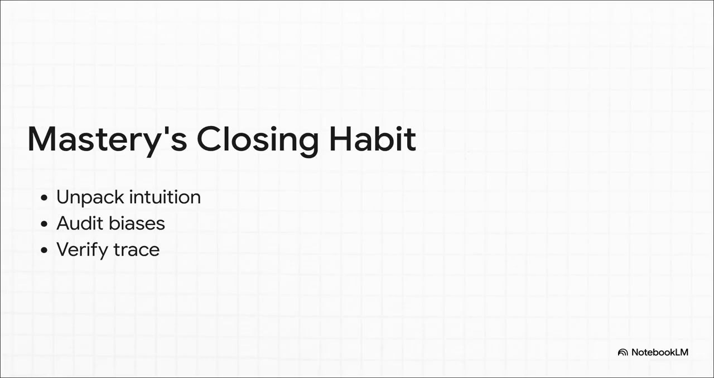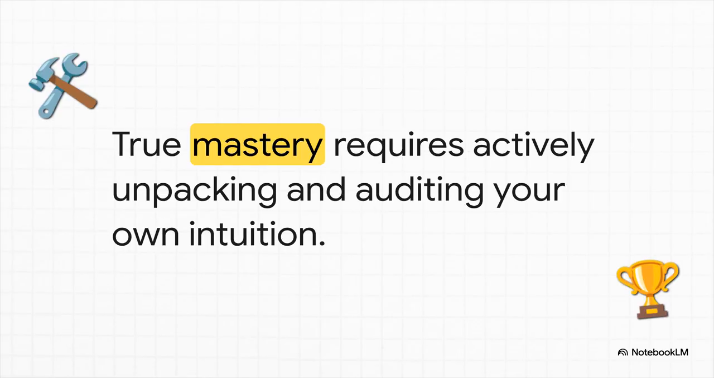Mastery requires a closing habit. You absolutely must periodically unpack your own intuition, audit the underlying biases, and verify your reasoning trace to ensure you haven't slowly replaced a rigorous cognitive loop with a dangerous shortcut over the years. True mastery requires auditing your own intuition. I just want to let that truth hang in the air for a second. This is the massive, central philosophy of Lesson 13. It is literally the defining line between someone who is merely experienced and someone who is a true master.